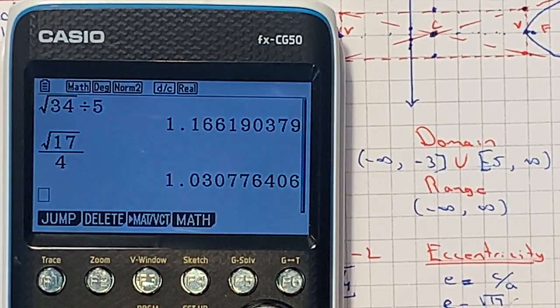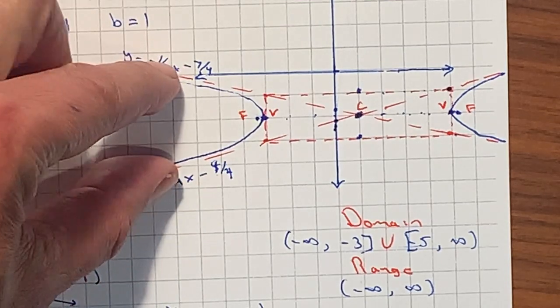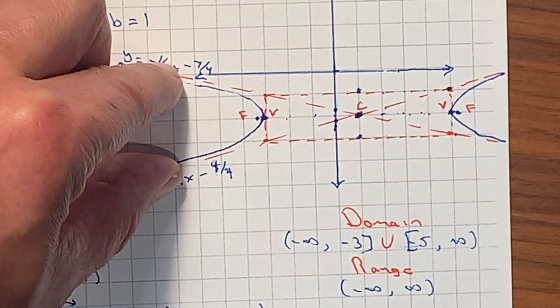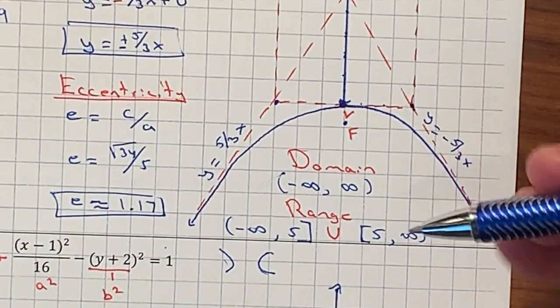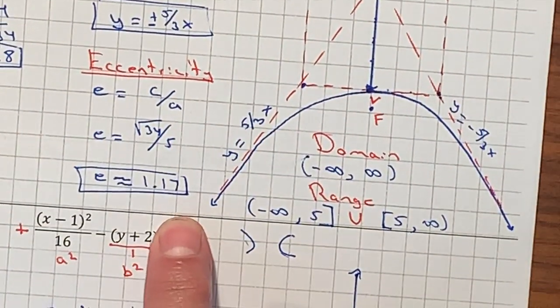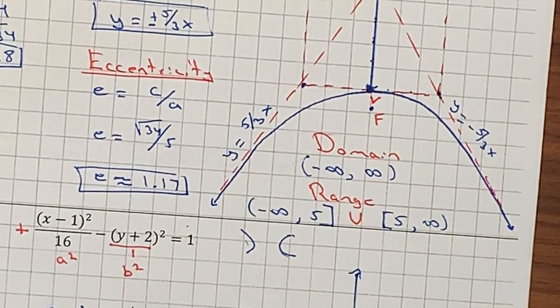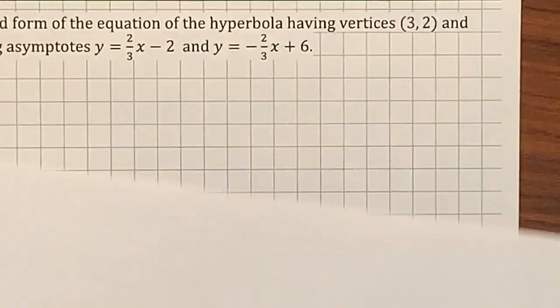1.03. So notice that as your hyperbola gets thinner and thinner, this will approach 1. And one of the things that you notice as it opens up more and more, this will be greater than 1. But we'll look at the eccentricity next time. I'll see you at example number 3.